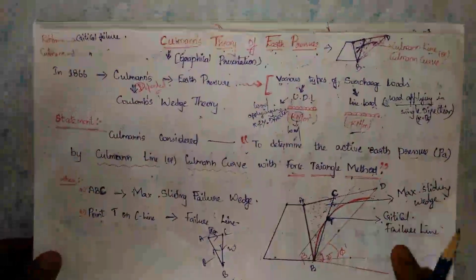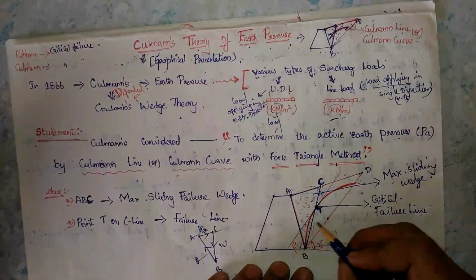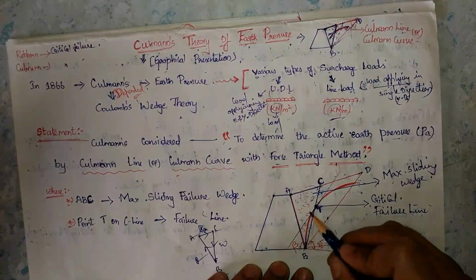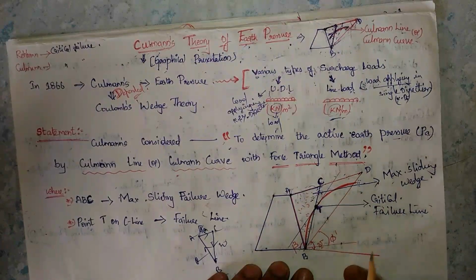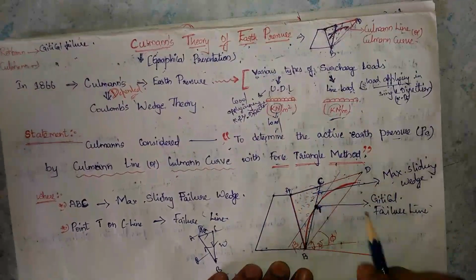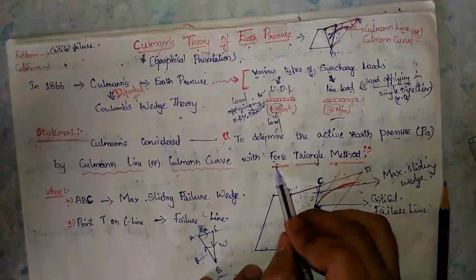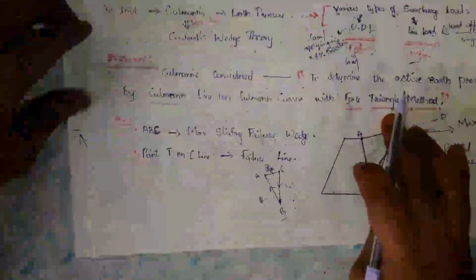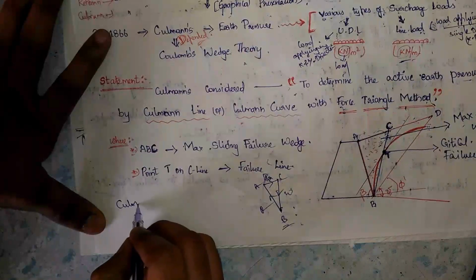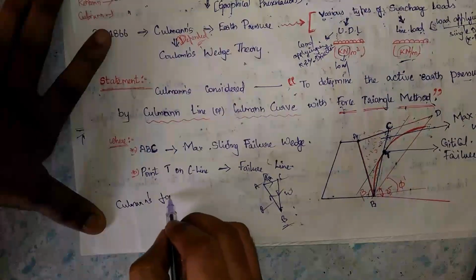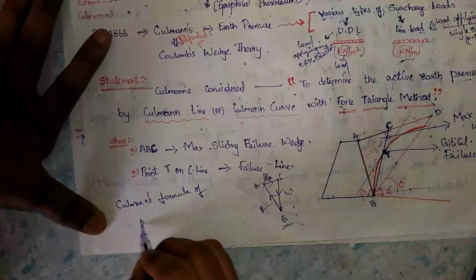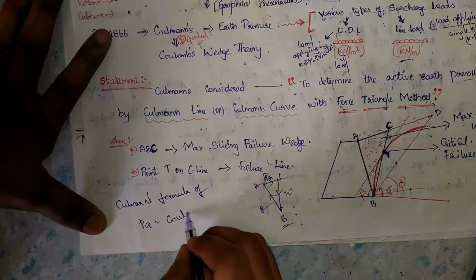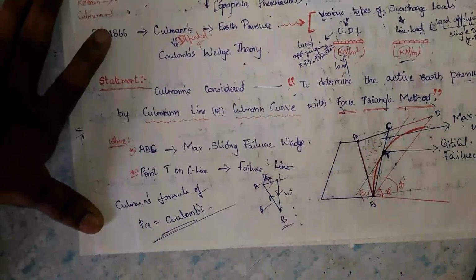So now you have observed how this critical failure plane is developed and how this Culmann's line is developed, in this way. By taking this ABC and using the force triangle method, Culmann determined the earth pressure, and directly he has given the formula of PA equals Coulomb's formula. Okay, that's it. Thank you.